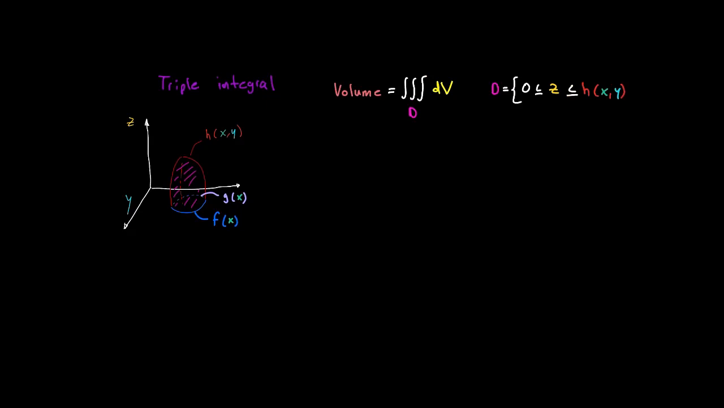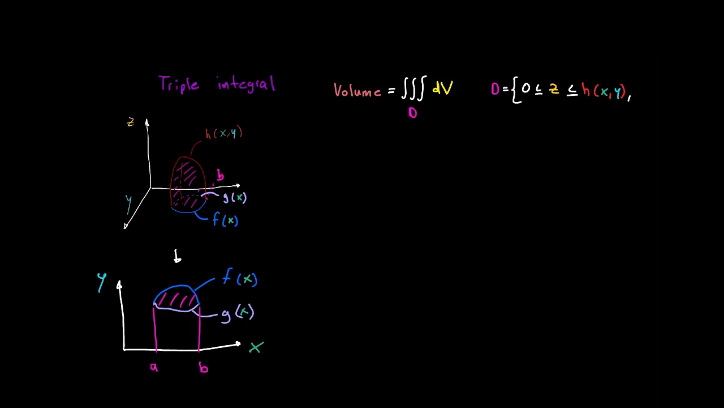Now, let's take a closer look at the xy plane to better understand the limits for y and x. For y, we have two functions setting the bounds, g of x as the lower limit and f of x as the upper limit. So we get g of x is less than or equal to y, which is less than or equal to f of x. And finally, for x, our limits are from a to b, giving us a is less than or equal to x, which is less than or equal to b.